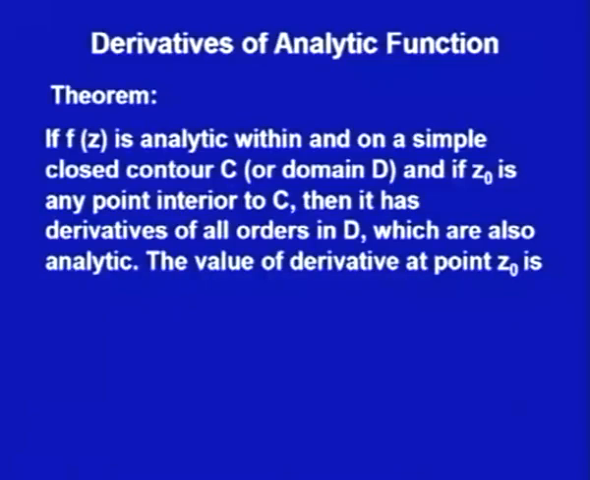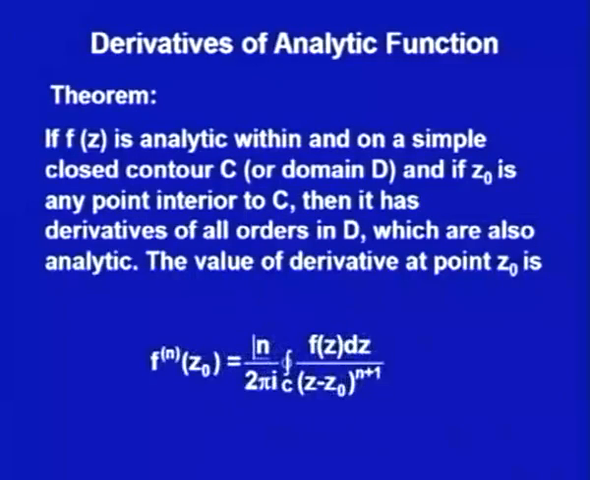The value of the derivative at point z naught is given by the formula: the nth derivative of f at z naught is factorial n divided by 2 pi i, integral on the closed contour C of f(z) upon (z minus z naught) to the power n plus 1, with respect to z. When I talk about the domain D here, I mean the domain containing the points on C and interior to C.